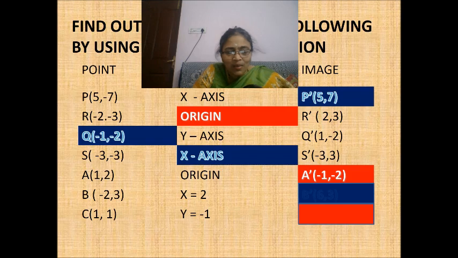Okay. Now next is C (1, 1), y is equal to -1. So if the reflection takes place in y is equal to a, then the x coordinate will not change. It remains the same, 1, and the y coordinate will become 2 times minus 1 minus 1, that is minus 3. So the image would be C' (1, -3).